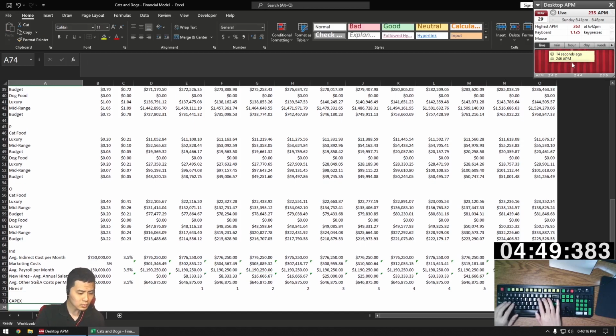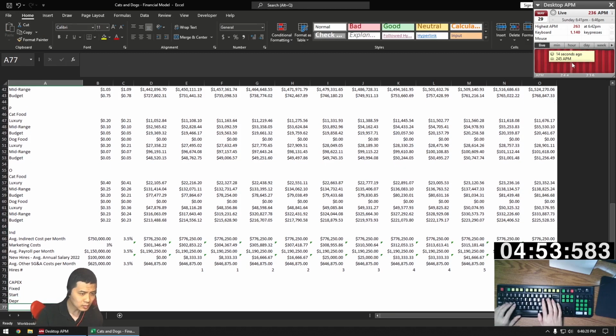Great. So after indirect costs is our CAPEX schedule, and there are two types of CAPEX here. There's existing and new assets. Existing is fixed and intangible. This is pretty simple.